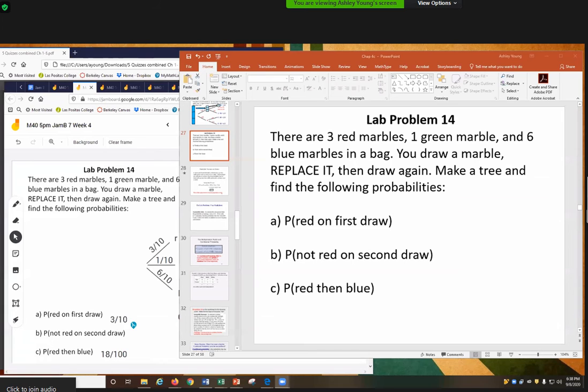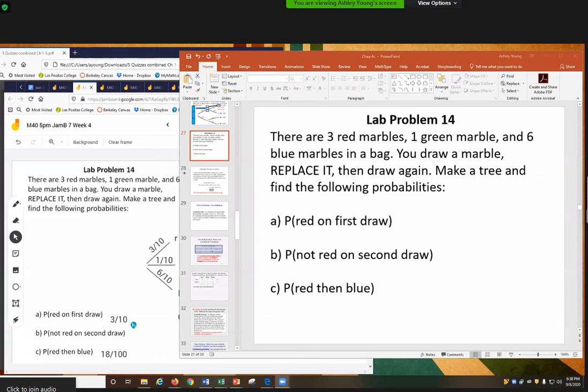Alright, so we have 3 red marbles, 1 green marble, 6 blue marbles in a bag. Draw a marble, replace it, draw again. Make a tree and find the following probabilities. So here's a very, very nice tree, right? You could draw a green, a red, a green, or a blue. 3 out of 10 are red, 1 out of 10 is green, 6 out of 10 are blue.